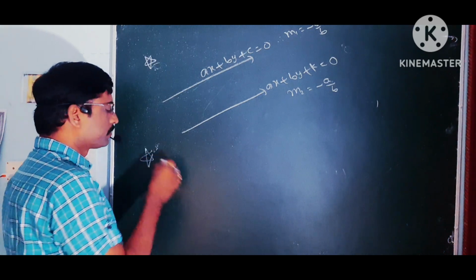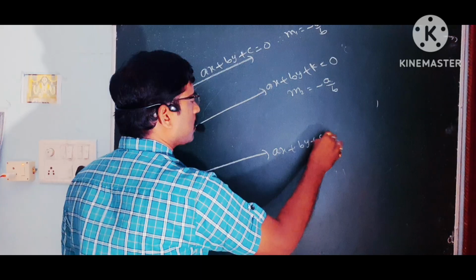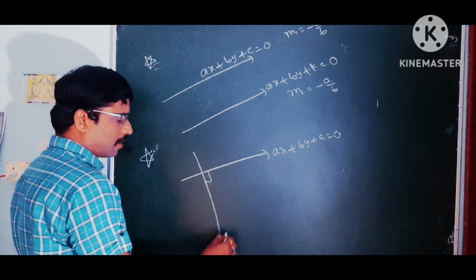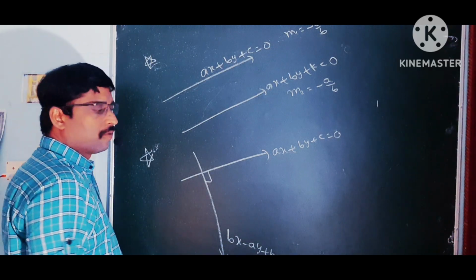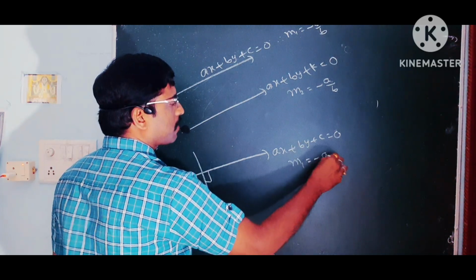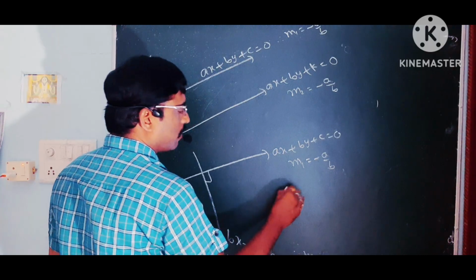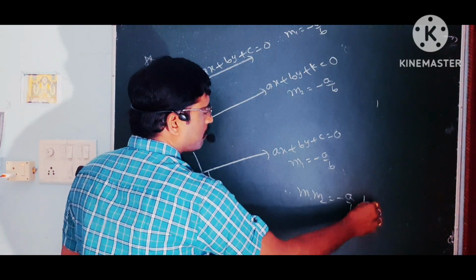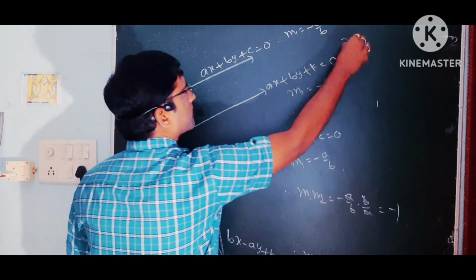Then second point, the line ax plus by plus c is equal to 0 is perpendicular to the line bx minus ay plus k is equal to 0. Why? Because here the product of slopes, how much do we get? Minus 1. This slope is minus a by b. This slope m2 is equal to b by a. Now the product of slopes is minus a by b into b by a, we get minus 1.